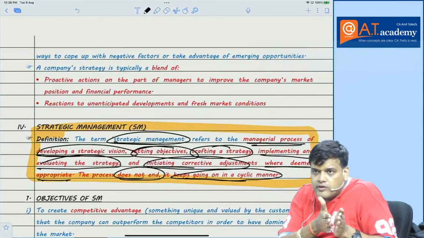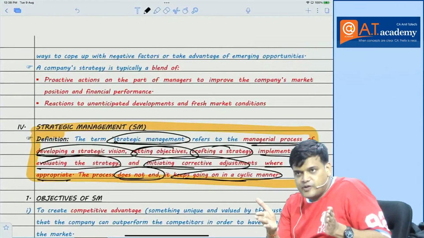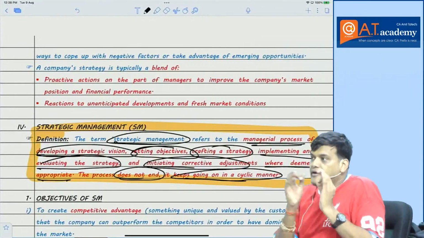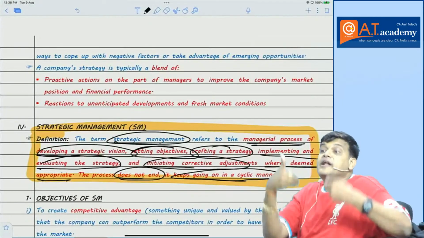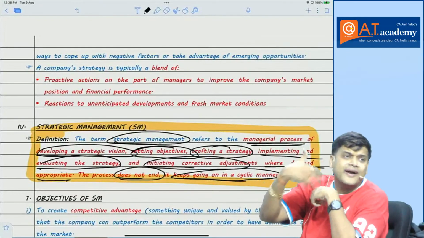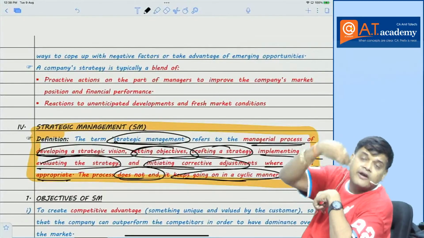Analysis भी कर रहे हो, corrective actions भी कर रहे हो. You are putting both of them, na? So it is a blend or not? So 100% you will be having a competitive advantage. One of the objectives of SM is to achieve competitive advantage.